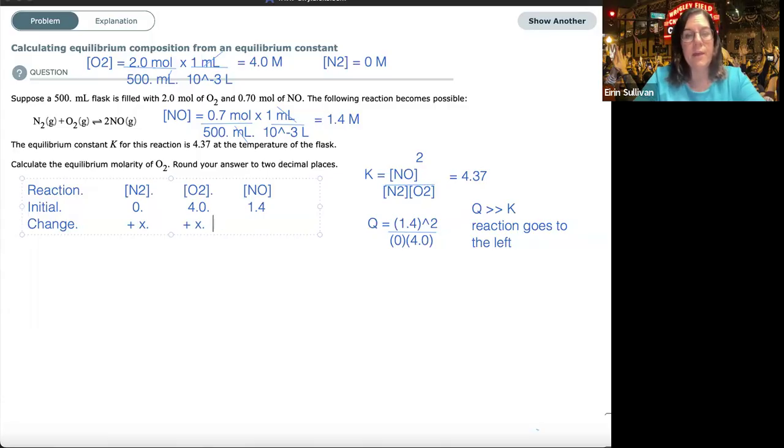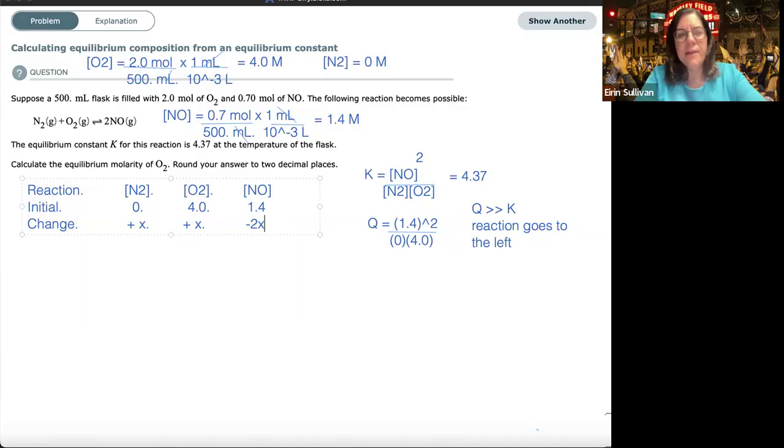If we look at the product side, the reaction is written as 1 mole of nitrogen combines with 1 mole of oxygen to make 2 moles of nitrogen monoxide. So we have to take stoichiometry into account. Going backwards, 2 moles of nitrogen monoxide decompose to form nitrogen and oxygen gas. So the change is going to be minus, because the reaction is going backwards, and it's going to be minus 2x because it takes 2 moles of nitrogen monoxide for every 1 mole of nitrogen and every 1 mole of oxygen. So that's the hard part.